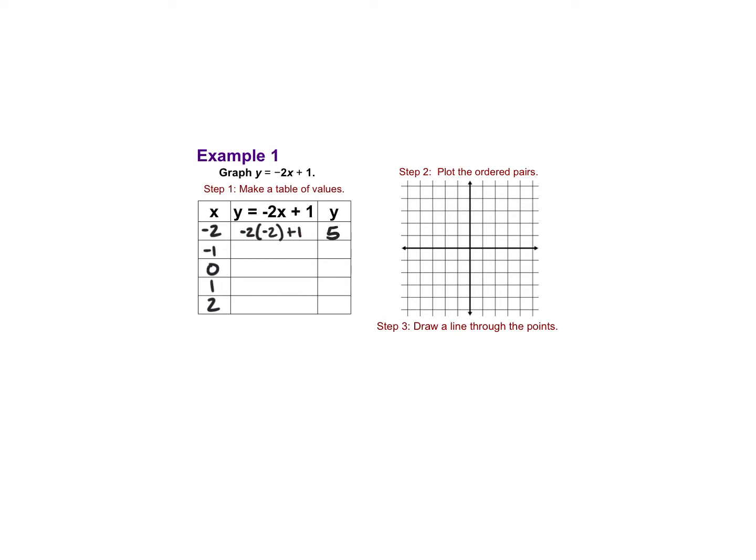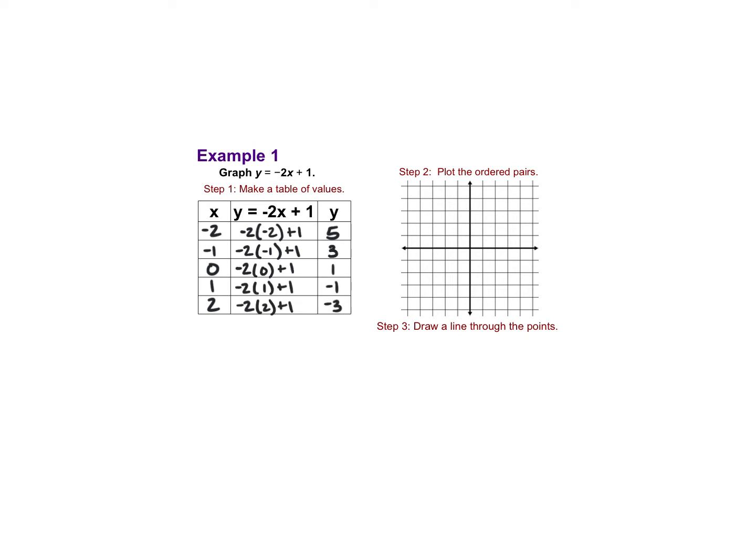So we know negative 2 times negative 2 is positive 4, and 4 plus 1 is 5, so then we put a 5 here. So for the next one, we're going to do negative 2 times negative 1 plus 1. So we plugged in this x value for the x spot right here. We do our multiplication. Negative 2 times negative 1, which is positive 2, plus 1 is 3. So we put 3 here. So go ahead and do those for those last three, 0, 1, and 2.